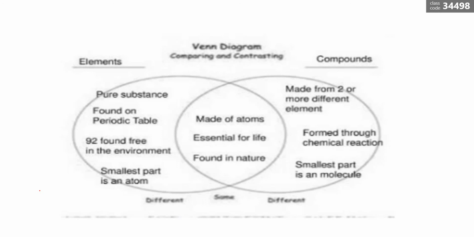And at the middle, it is the same for both element and compound. Meaning to say, they are true with element and compound. They are made of atoms, yes. And they are essential for life, and it can be found in nature. So that is the explanation for our Venn diagramming, comparing and contrasting elements and compounds.